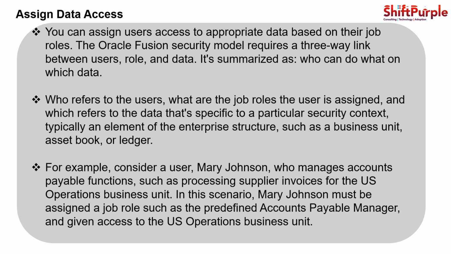Now let's see something about assigning data access as well. You can assign user access to appropriate data based on their job roles. The Oracle Fusion Security model requires a three-way link between users, roles, and data. It summarizes as who can do what on which data. Who refers to the users. What are the job roles that user is assigned. And which refers to the data specific to a particular security context, typically an element of the enterprise structure, such as the business unit, asset book, ledger, or inventory. For example, consider a user who manages the accounts payable function, such as processing supplier invoices for the US operations business unit. In this scenario, the user must be assigned a job role such as the predefined accounts payable manager and given access to the US operations business unit.